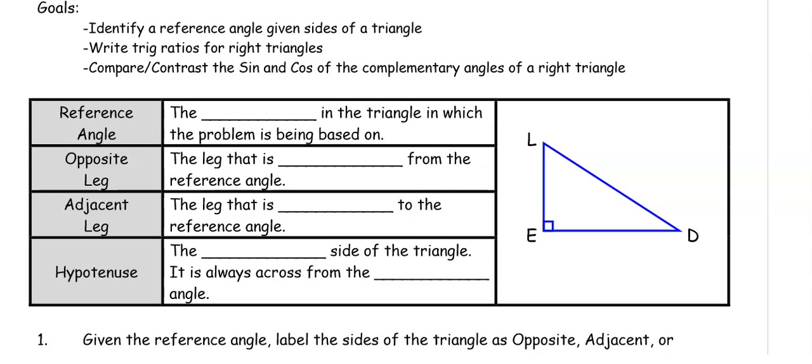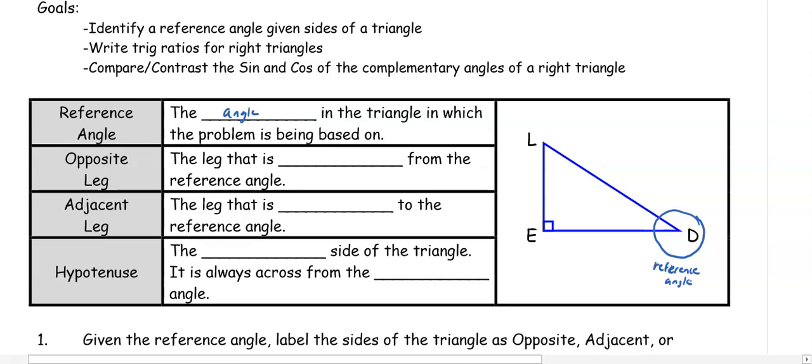So the reference angle is the angle in which the problem is being based on. For a reference angle, we cannot use a right angle, but we can use either of the other two angles. So let's say that angle D, in this case, is going to be our reference angle. Then, based off that angle, we can label our three sides.